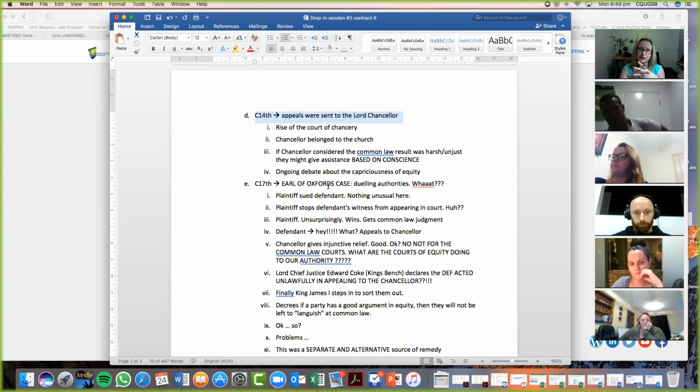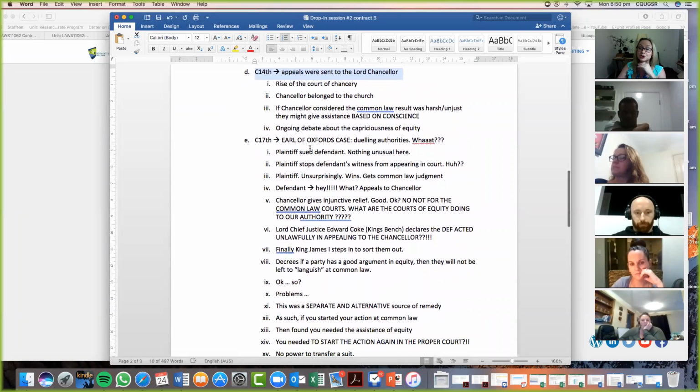So the Chancellor heard appeals from common law courts, and it was an important factor here that the Chancellor belonged to the church. So obviously he was considered to be well-versed in matters of conscience, okay, which is obviously important for equity. And if any decision was made to change the common law result, it was always justified as being based on conscience. Like, what does good conscience tell us should happen in this circumstance?